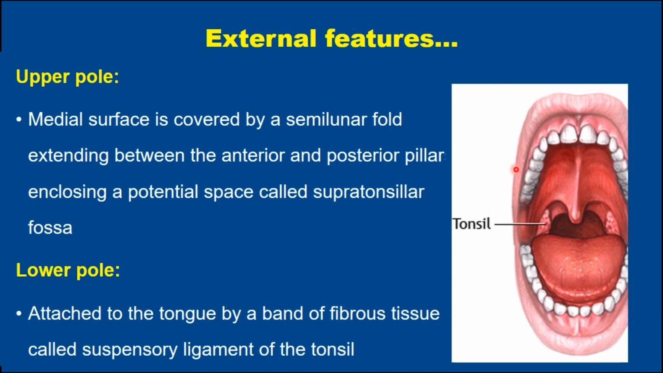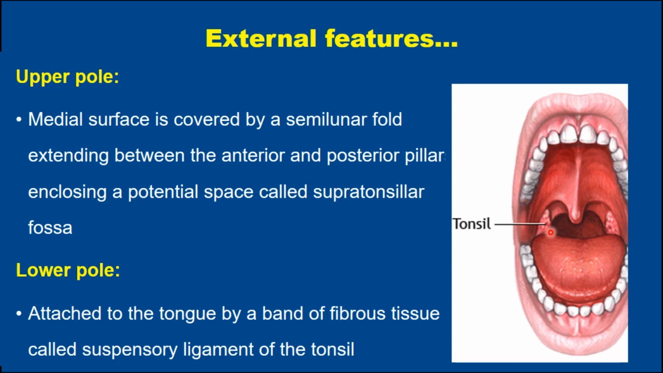Then the upper pole. Here in this picture we can appreciate this is the upper pole of the tonsil. It extends up into the soft palate. This is the soft palate, and its medial surface is covered by a semilunar fold extending between the anterior and the posterior pillars, enclosing a potential space, and this potential space is known as the supratonsillar fossa.